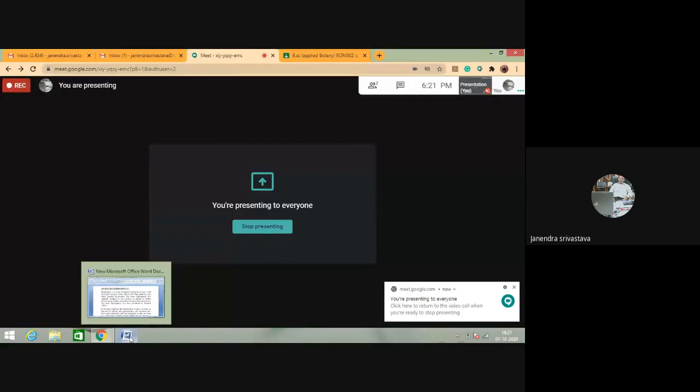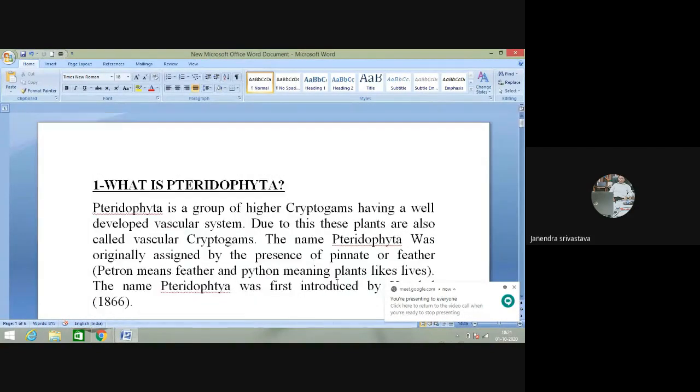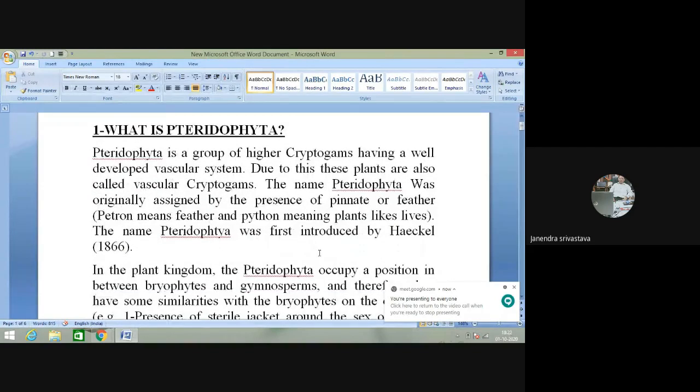Hello everyone. Today we are going to discuss what pteridophytes are. Pteridophytes are a group of higher cryptogams having a well-developed vascular system. Due to this, these plants are also called vascular cryptogams.